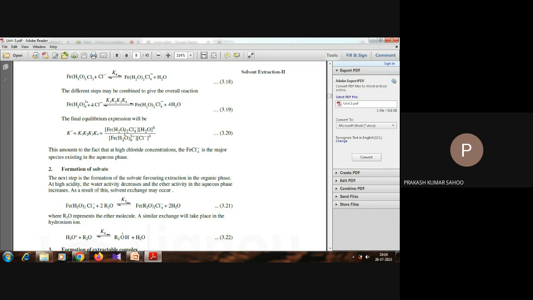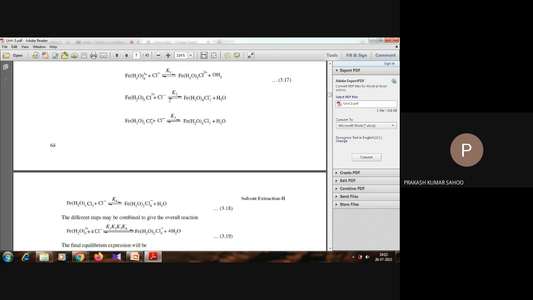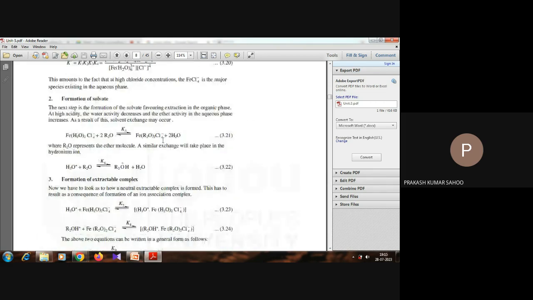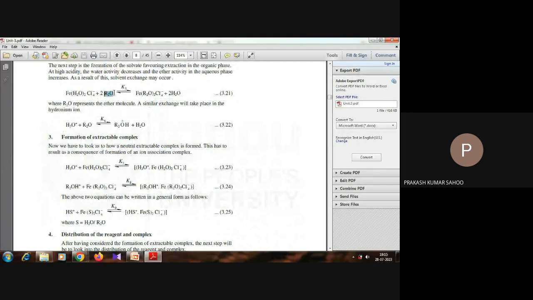So this is the formation of FeCl4 minus ion. This is ion exchange. Okay. Similarly, formation of solvate using an ether. We will also use ether.